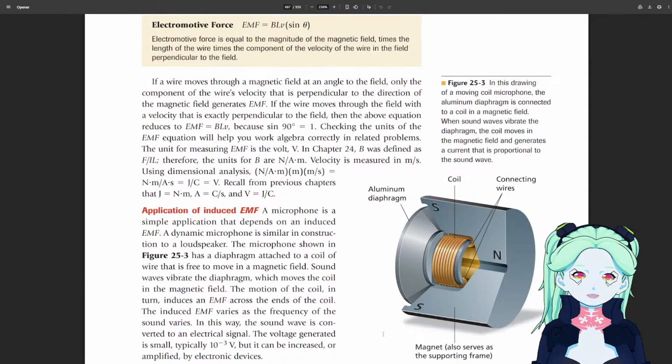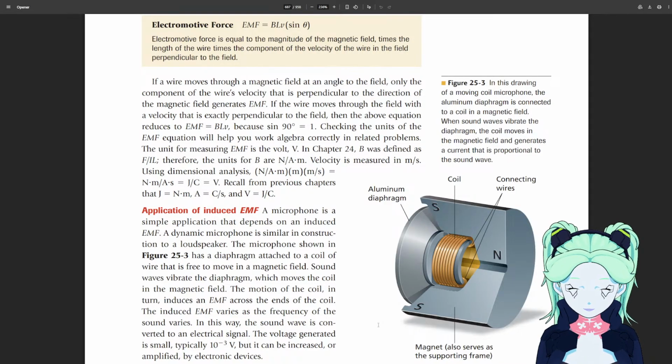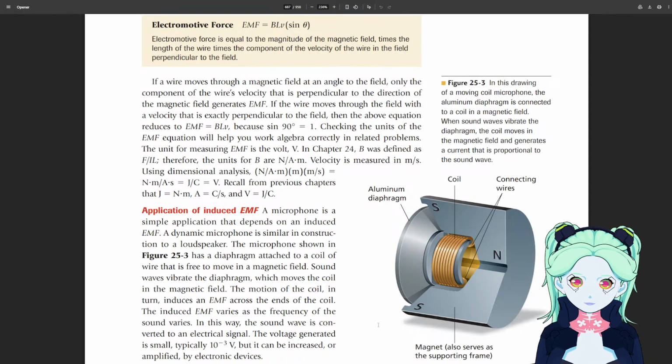Can you explain it at a high school level without calculus?